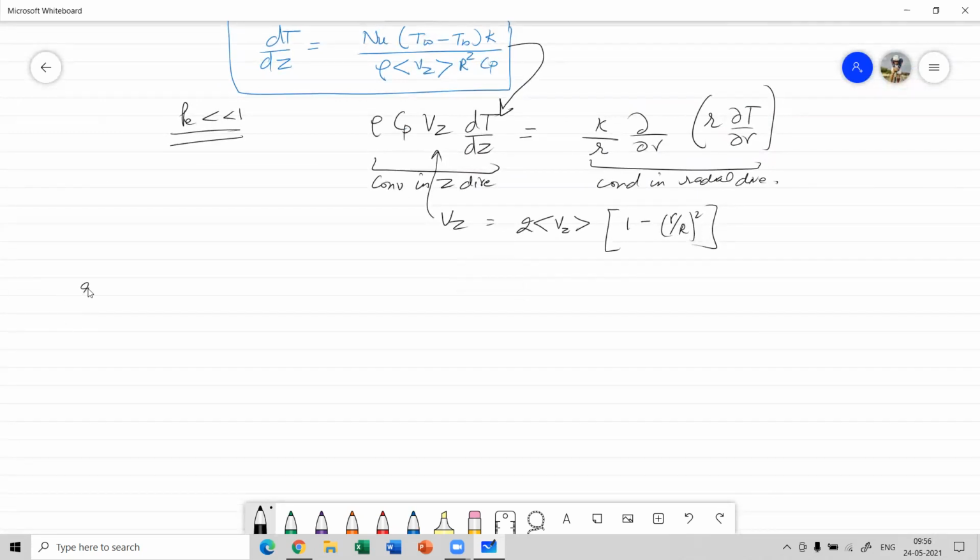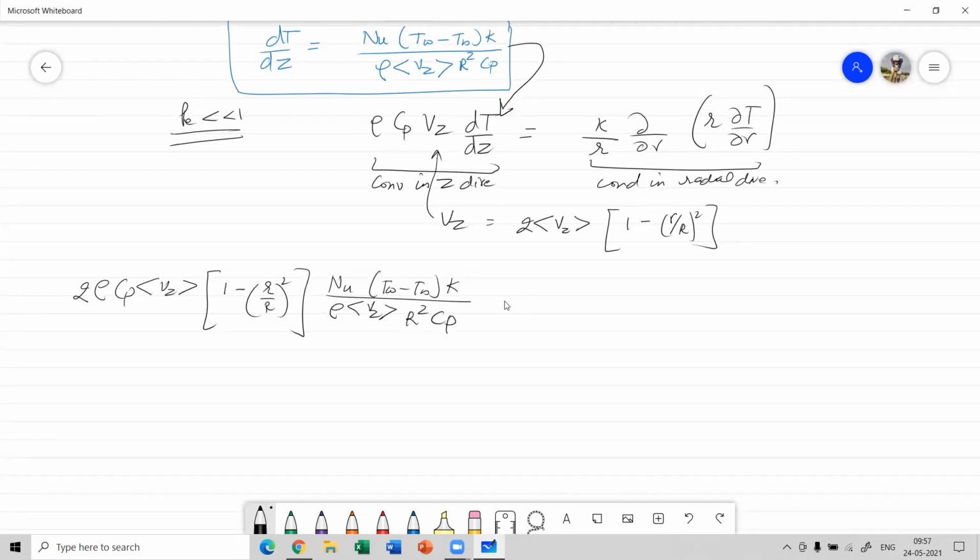we have 2 rho Cp average velocity into 1 minus r by capital R whole square into dT by dz, that is Nusselt number into Tw minus Tb, k over rho average velocity into r square into Cp, equals k by r del by del r of r del T by del r.